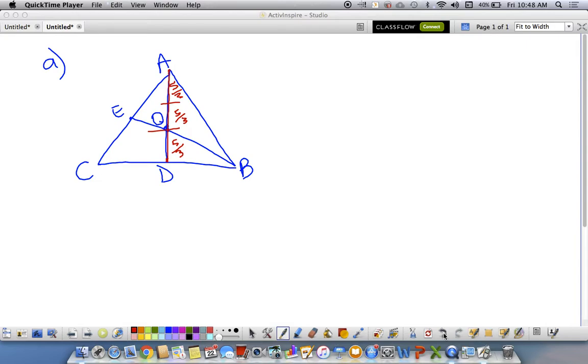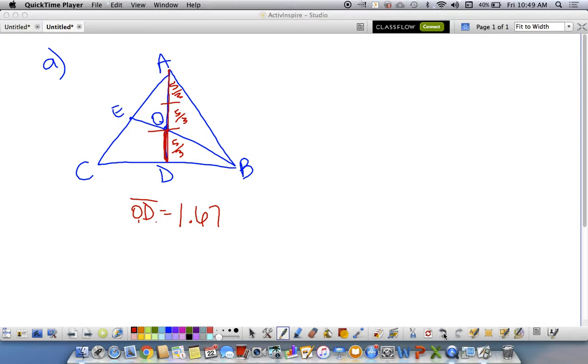All right. So it asks you what's the length of O to D. O to D is just this piece right here, and they say round to the nearest hundredth. What's 5 divided by 3? 1.67. And that's all you do.